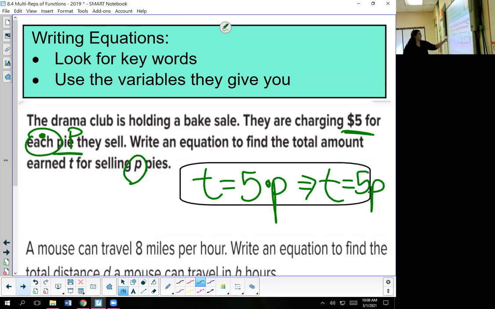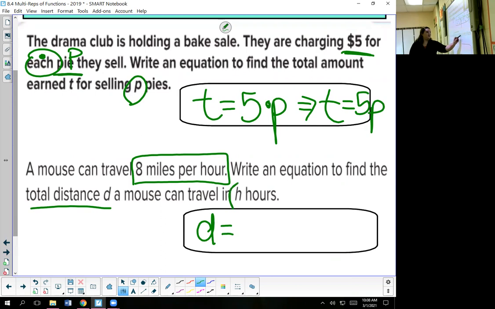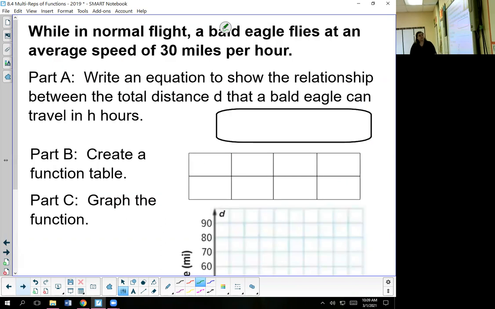Okay, same idea here. I asked you to write the equation. A mouse can travel 8 miles per hour. Write an equation to find the distance, the total distance D. So D equals, in H hours, H is here, per hour, H, 8 miles per hour. And then I could ask questions based on that.